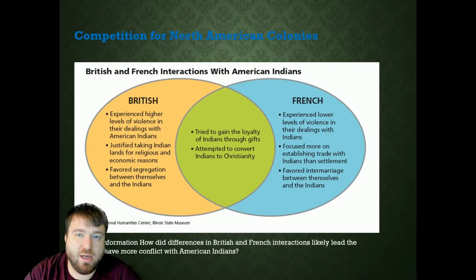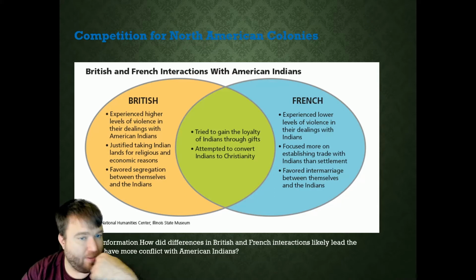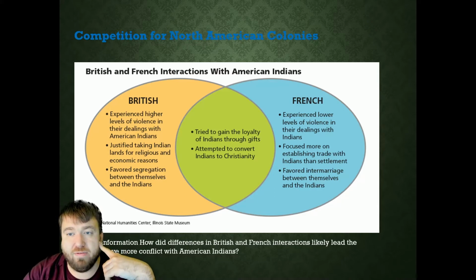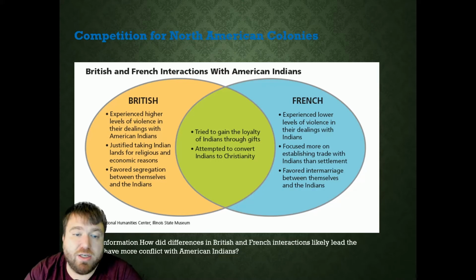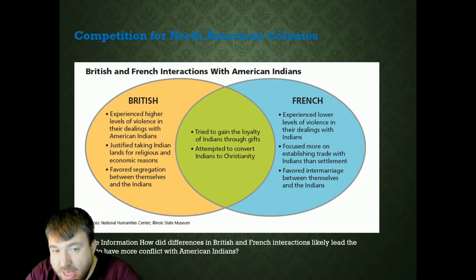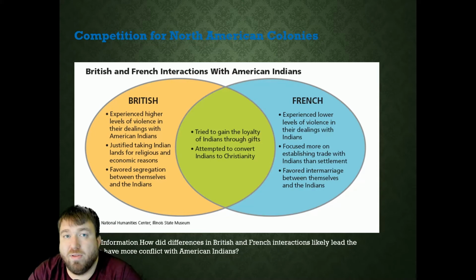Okay, let's look at this chart for just a moment. British and French interaction with American Indians. On the British side, we have experienced higher levels of violence in their dealings with American Indians, justified taking Indian lands for religious and economic reasons, and favored segregation between themselves and the Indians. So as you can see, the British aren't having a great relationship with the natives. The French are going to have a much easier time winning their allegiance.